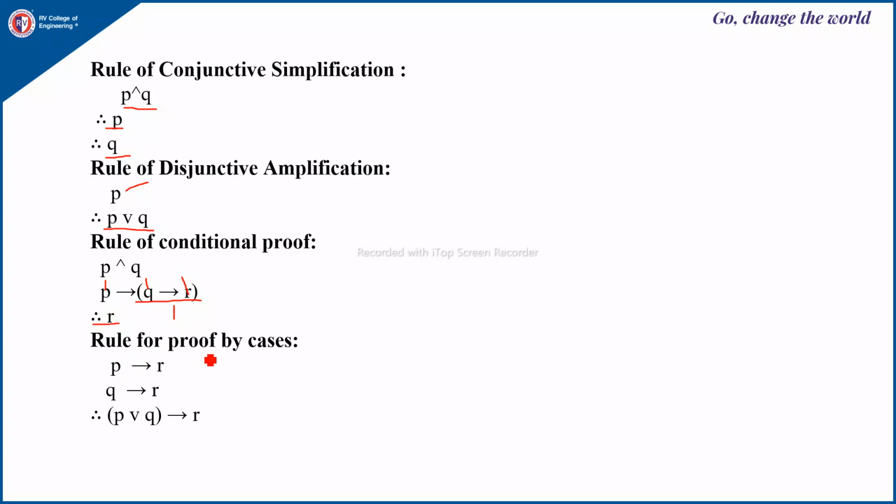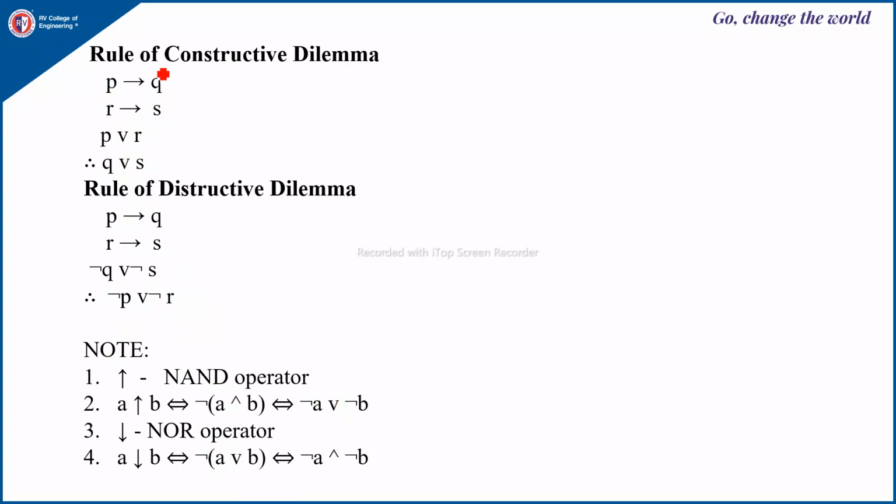Next is the rule for proof by cases. If P implies R and Q implies R, therefore P or Q implies R. Because when P implies R is true, P may be true and R may be true. So all the cases arise excluding P is 1 and R is 0. Next again, Q implies R, therefore P or Q implies R. This will be true.